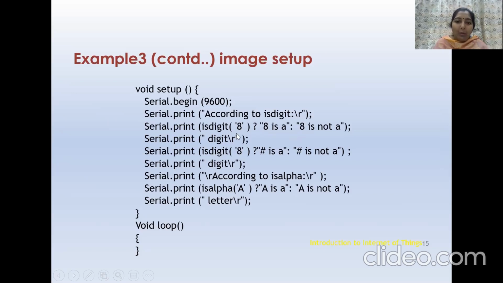I already told you that isDigit returns 1 if it is a digit, or otherwise returns 0 if it is a character. Similarly, you can check the program for isAlpha. If a is an alphabet character, it returns 1, otherwise it returns 0. All these are conditional statements, as you studied the conditional statements in your C language.